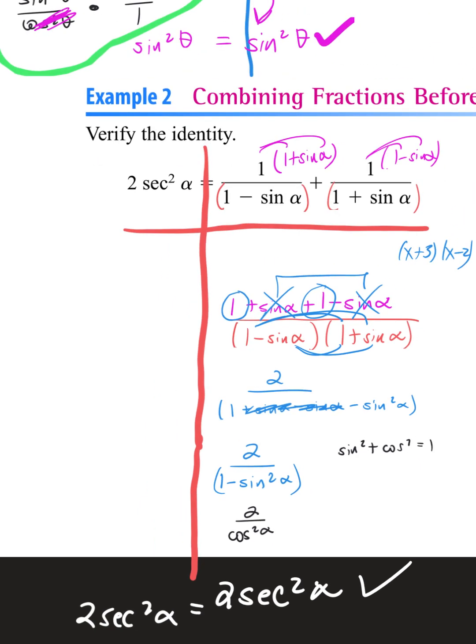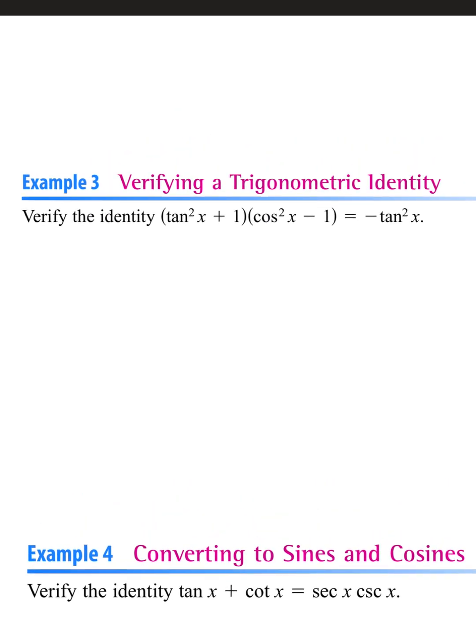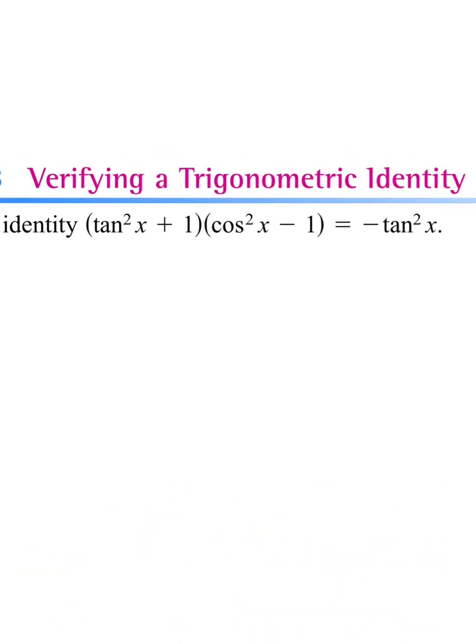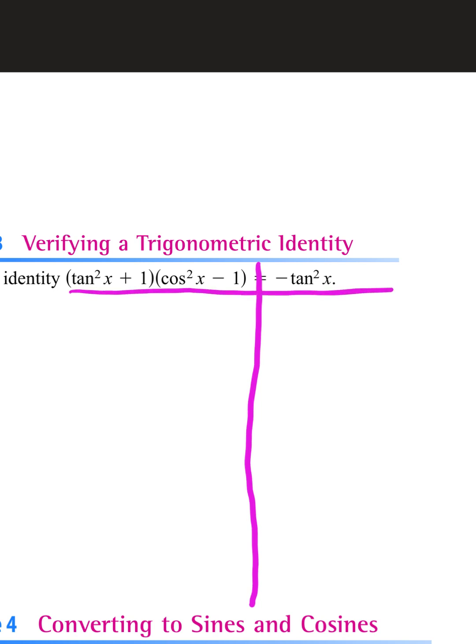All right, let's do the last one. Let's do number 3, and then we'll be done. You guys are doing great. All right, again, you should have your identities right next to you. Go ahead and make your T-chart. This one's a little easier. There's a little trick in here. That's why I want to do it. But this is a little easier because we don't have any fractions. We don't have to get common denominators, all that stuff.